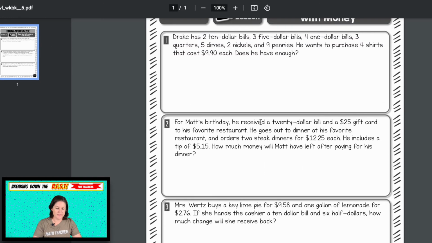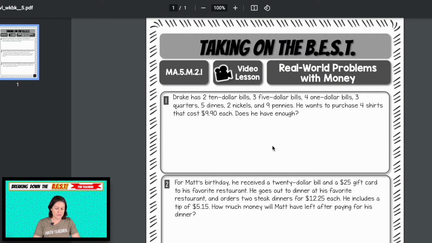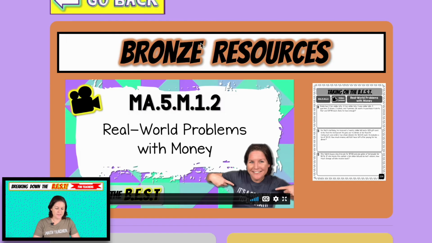You can take a look at it so you can see we've got values of coins, we've got the decimals going on there. It says here that there's a key lime pie for $9.58 and 1 gallon of lemonade for $2.76. If she hands the cashier a $10 bill and 6 half dollars, how much money will she receive back? So you can see there's a lot going on with these kind of problems. So we'll break those down in that video lesson.